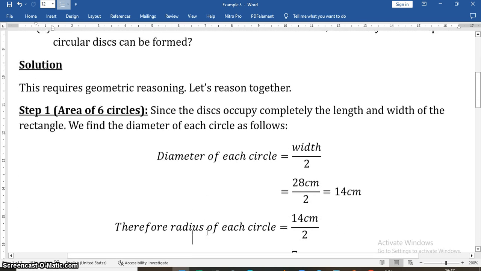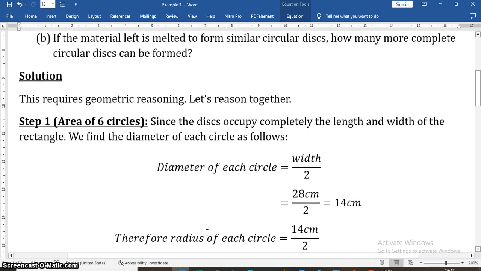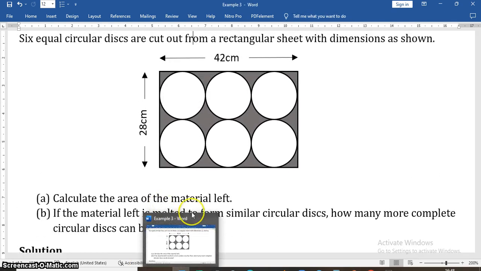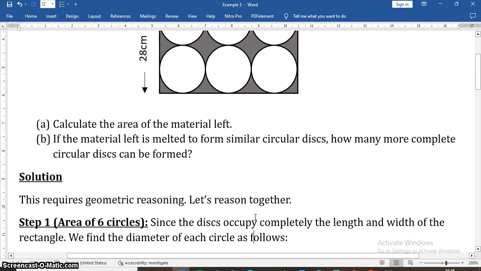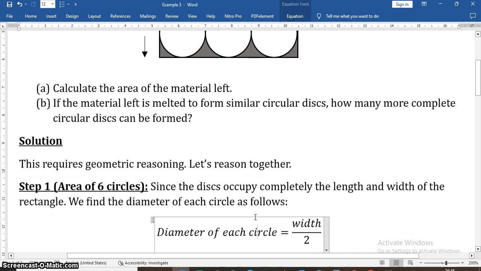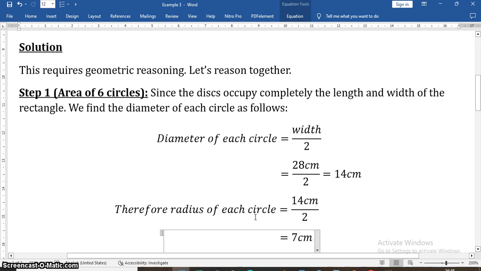Now let's see the solution. Oh, it's even stated here that this requires geometric reasoning. You can see it there. This requires geometric reasoning. Let's reason together. Step 1. To find the area of 6 circles, all you need to do is find the area of one circle, then multiply it by 6. How do you do that? Diameter of each circle equals the width of the rectangle divided by 2. The width of the rectangle is 28 centimeter. You divide 28 by 2, you get 14. Like we explained earlier, 14 centimeter.